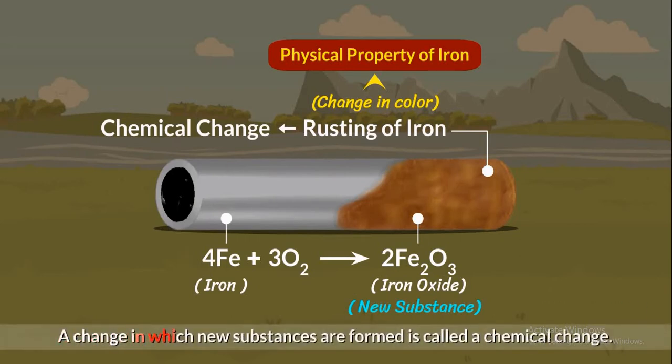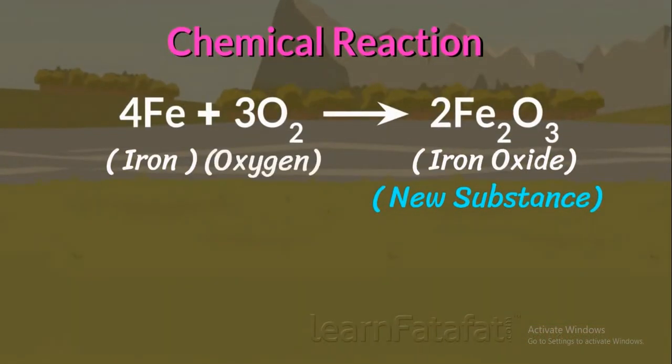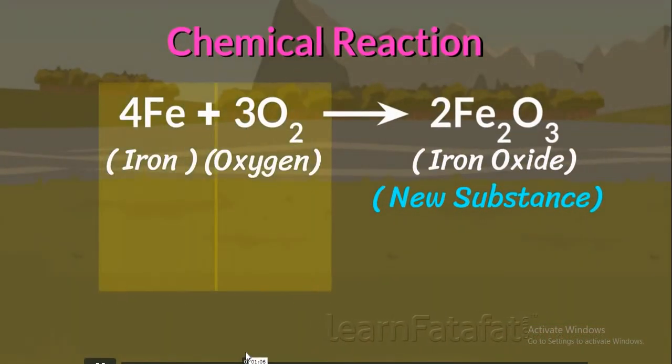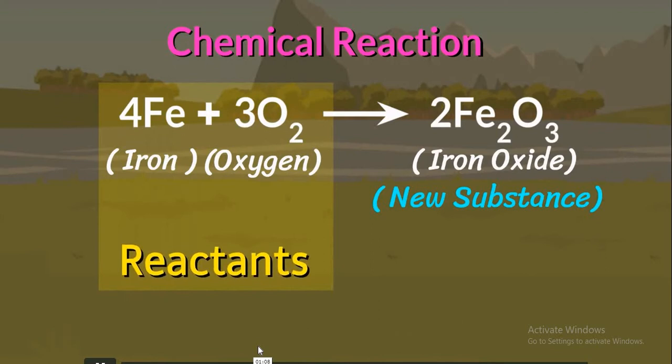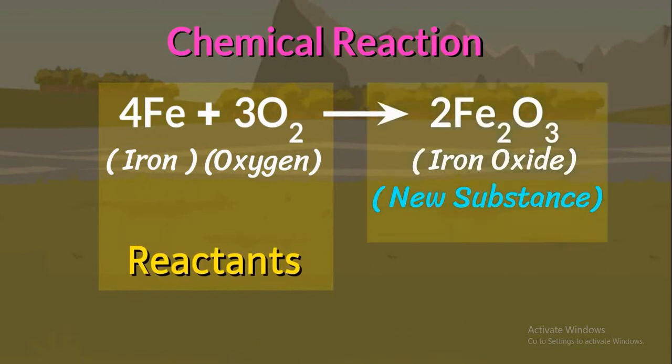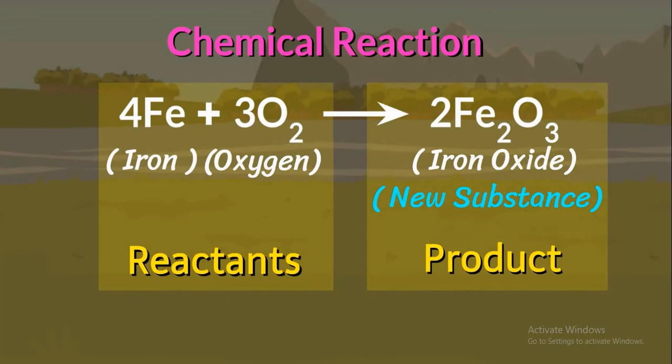A change in which new substances are formed is called a chemical change. A chemical change is called a chemical reaction. The ingredients which interact to bring about the chemical change are reactants. The new substance formed after the chemical change is the product of the reaction.